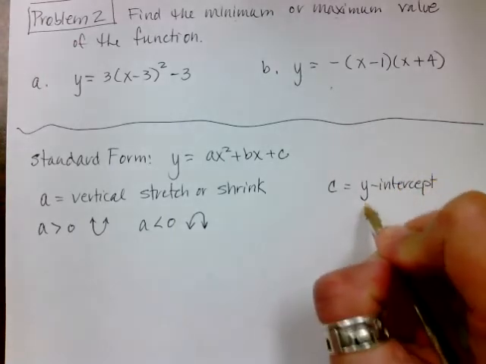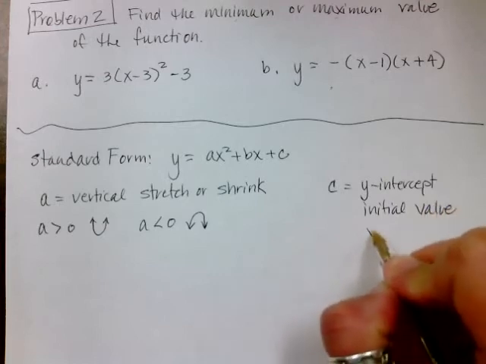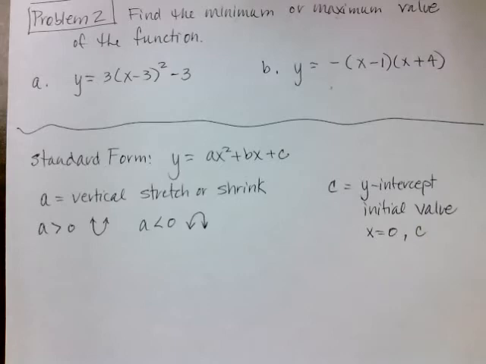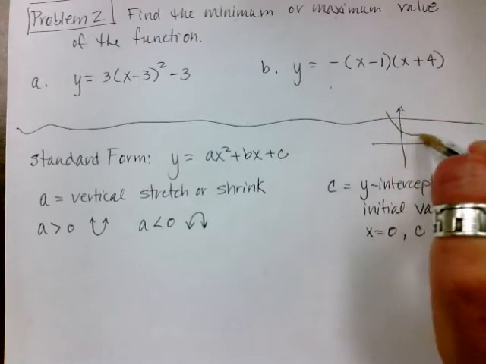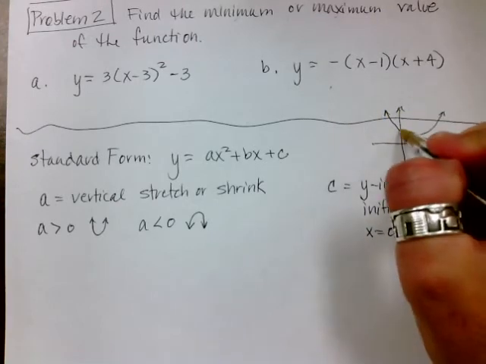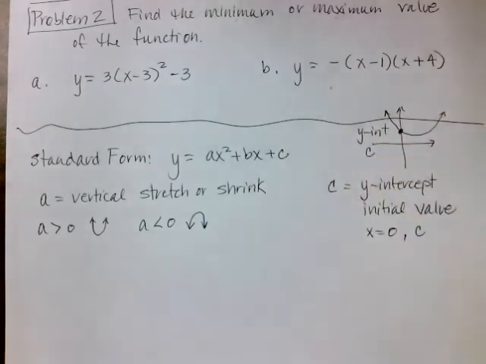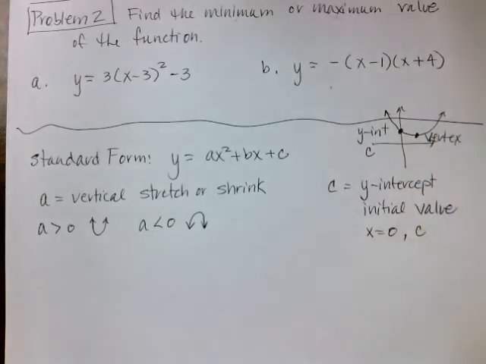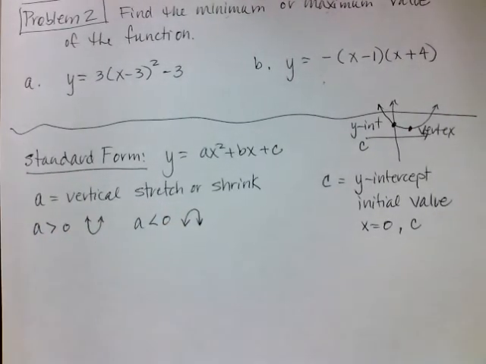Okay? The C is the y-intercept. Another word for that is the initial value. And another part of that means that the x is 0, and then I have my y-intercept. If I look at a little graph of a parabola, this is the y-intercept, so that is your c value, and then down here is my vertex. So the vertex and the y-intercept are not the same thing. So that's what we know from the standard form.